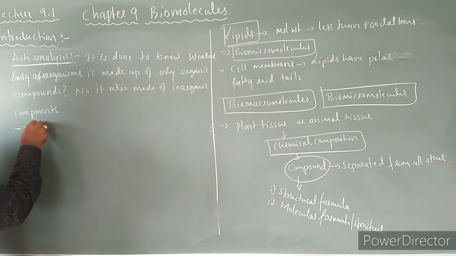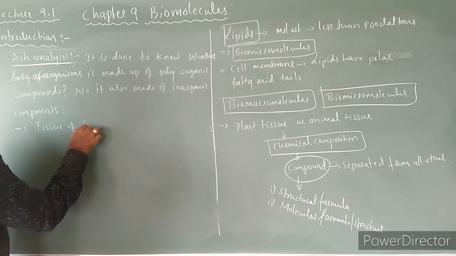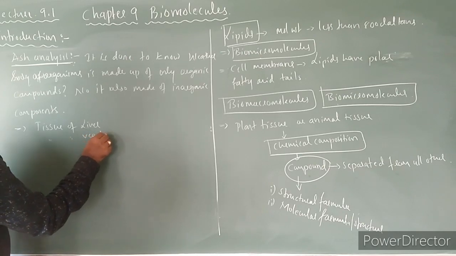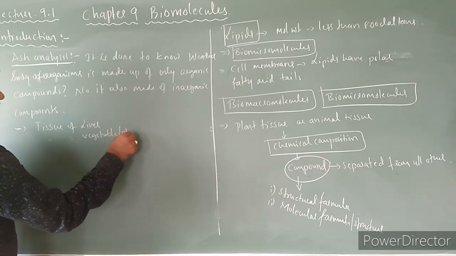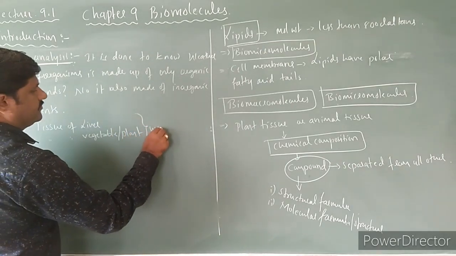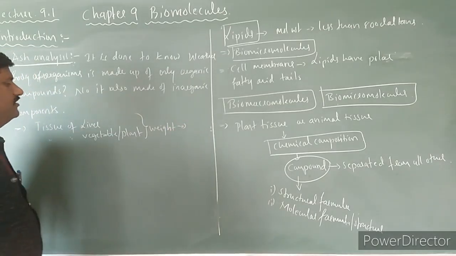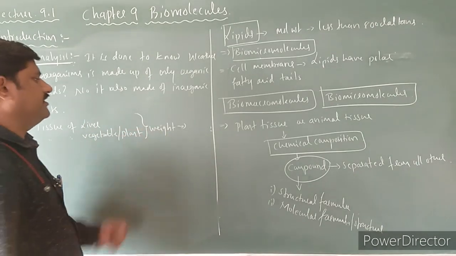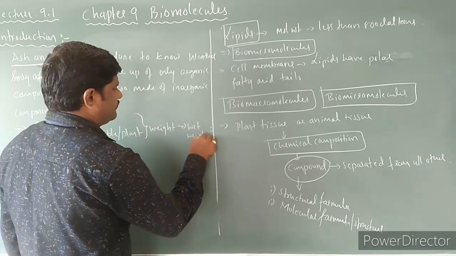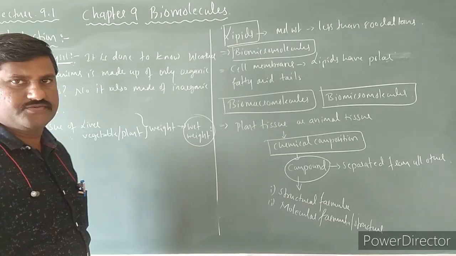See here, when you take the tissue of the liver or tissue of a vegetable, that is nothing but a plant, its weight is taken. When you take out the tissue, that moment its weight is taken, that weight is called the wet weight of the tissue.